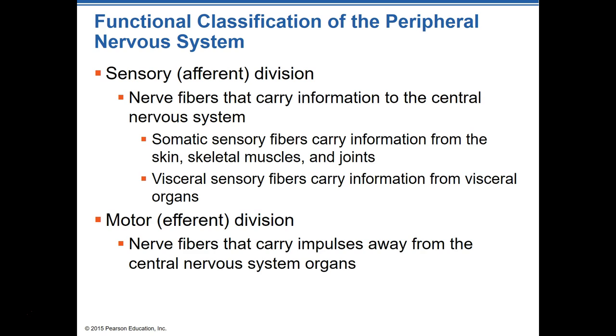The efferent division are fibers that carry impulses away from the brain and the central nervous system. The easiest way to remember these is, if it's a signal going into the brain, like you stubbed your toe and it hurts and it sends a signal to the brain to let you know that hurt, that is an afferent signal. That signal is going to the brain. A signal that's going away from the brain that makes you pull your toe back and hop on one foot because of the pain is the efferent division. It is sending a signal out.